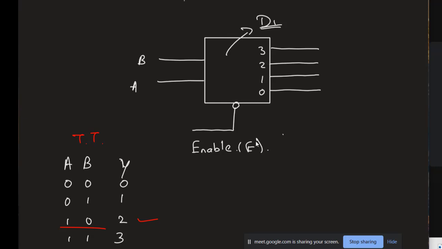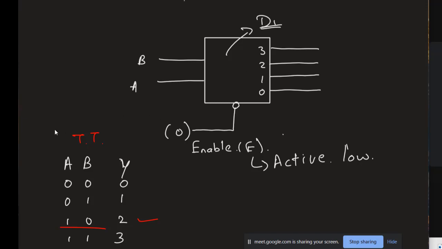And since this is active low, what input should I give here to activate my decoder? Exactly. When I give 0 here, my device will get activated and this device will work as a normal decoder circuit. Is that clear, all of you?